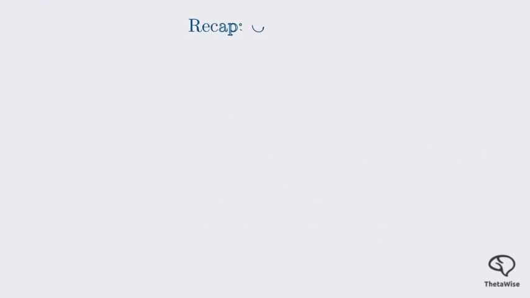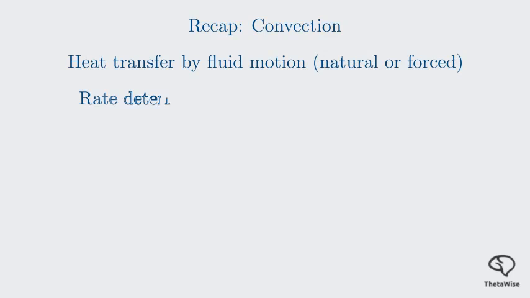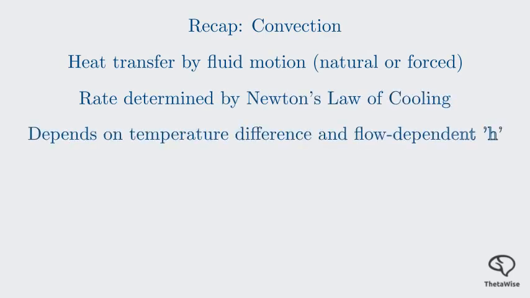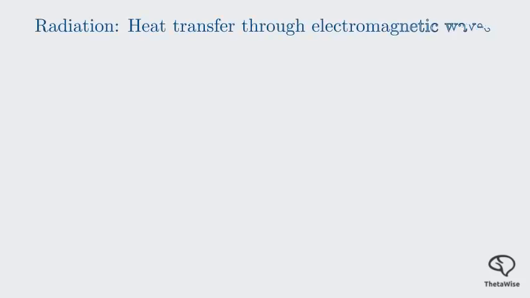So, to recap, convection is heat transfer by fluid motion, which can be natural or forced, and its rate is determined by Newton's law of cooling, a temperature difference, and a convective heat transfer coefficient that is flow-dependent. Our final mode of heat transfer is radiation. Radiation is the transfer of energy through electromagnetic waves. Unlike conduction and convection, radiation does not require a medium to transfer heat. It can even occur in a perfect vacuum, which is why we feel the warmth of the sun here on Earth. All objects with a temperature above absolute zero emit thermal radiation.